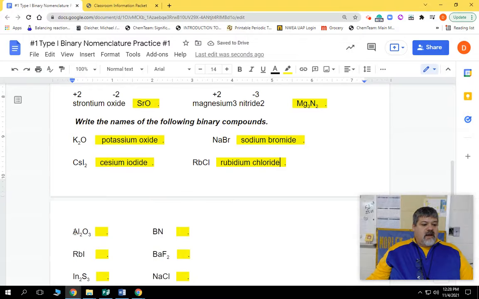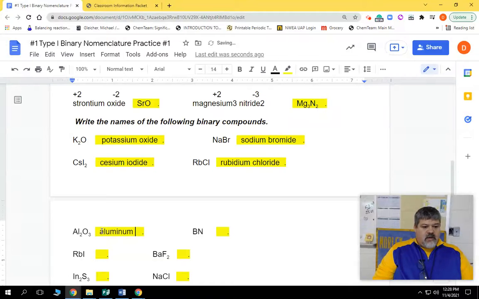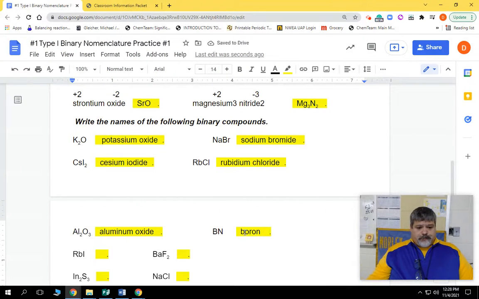Now we have AlO. Al is aluminum, and O is oxygen, so we change the ending to "ide," so it'll be oxide. Now this one's tricky because I could name it 2 different ways. Since we're doing it with type 1, we're going to say that this is a metal. Remember, it's a metalloid, so we can make it act like a metal. So we're just going to call it boron. And then we have nitrogen, but nitrogen changes to nitride, so it's boron nitride.